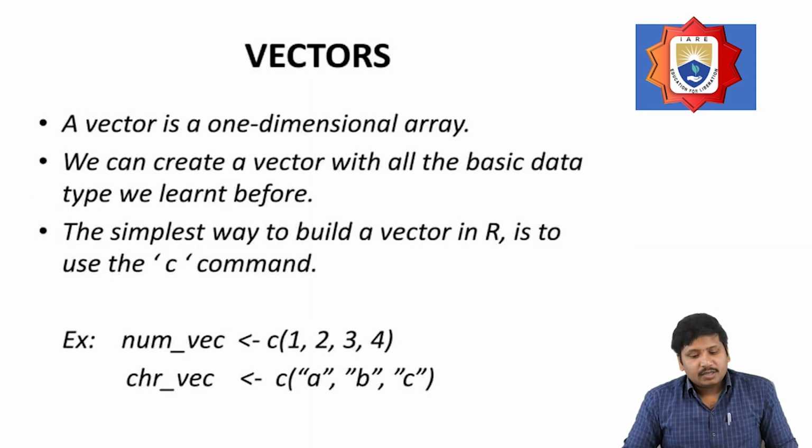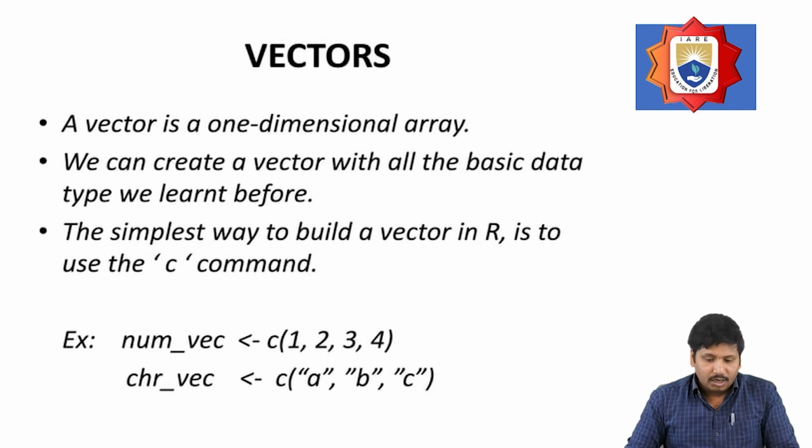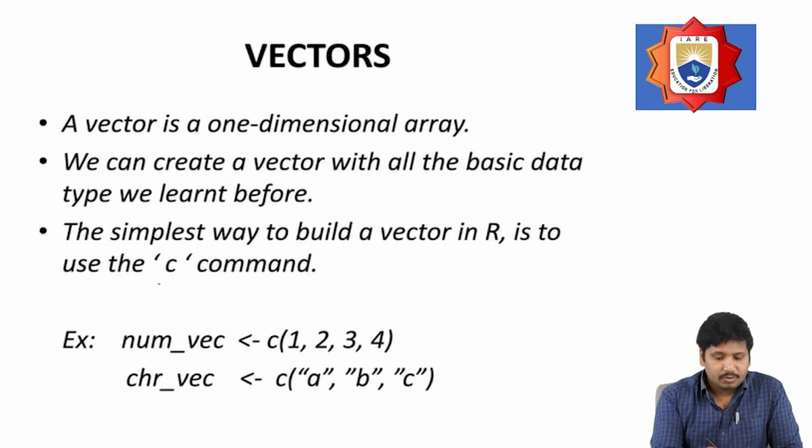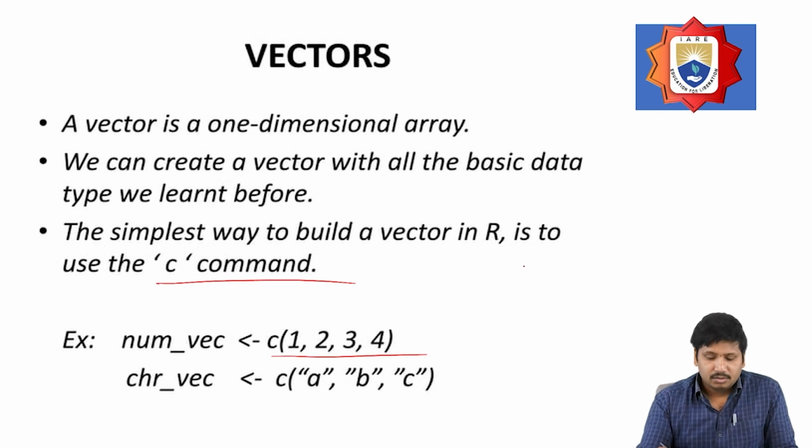And the next one is the vector. A vector is nothing but a one-dimensional array. We can create a vector with any of the basic data types. The simplest way to build a vector is to make use of the c command. So I'm going to create a vector like this: 10, 20, 30, 40. I can call it with the c function and assign it to a variable. So this is creating a simple vector using the c function.